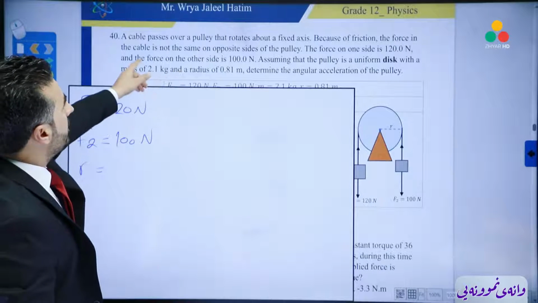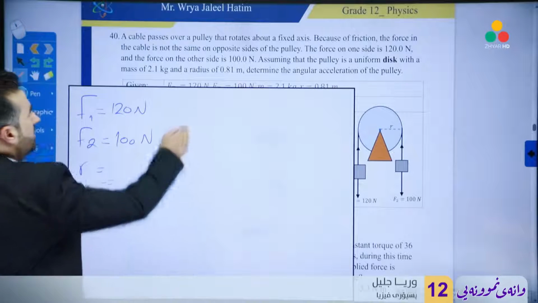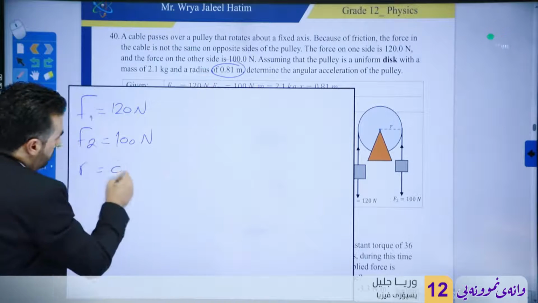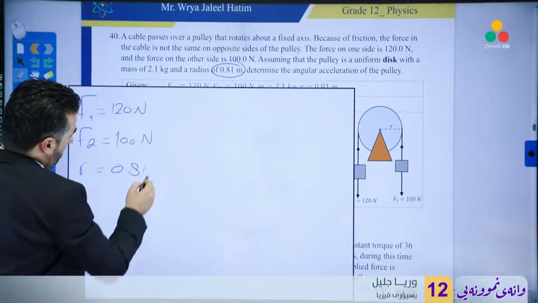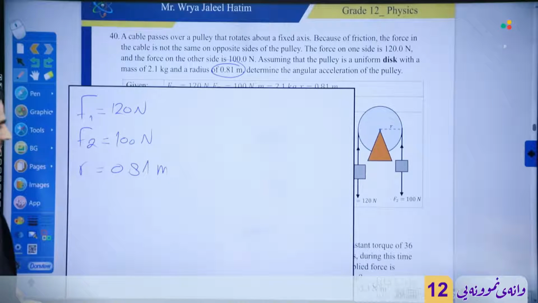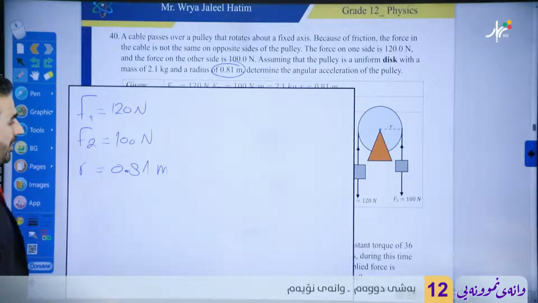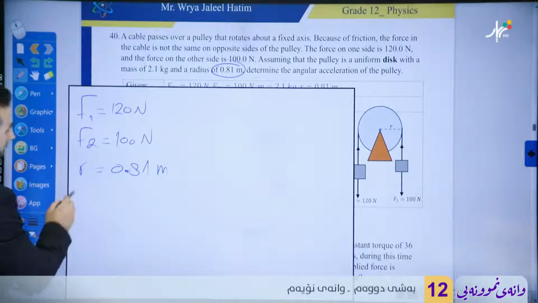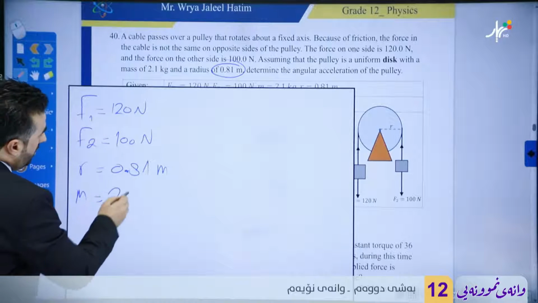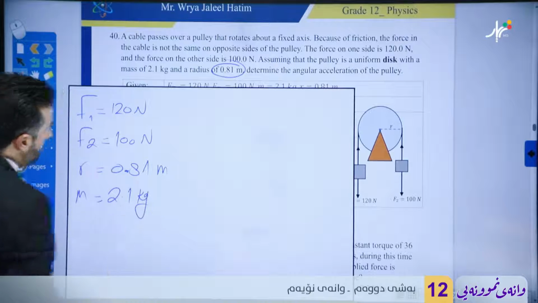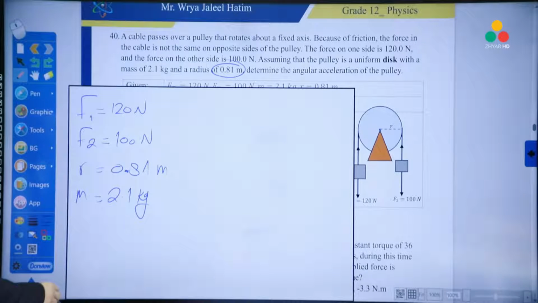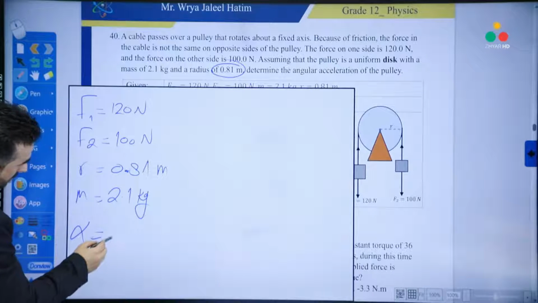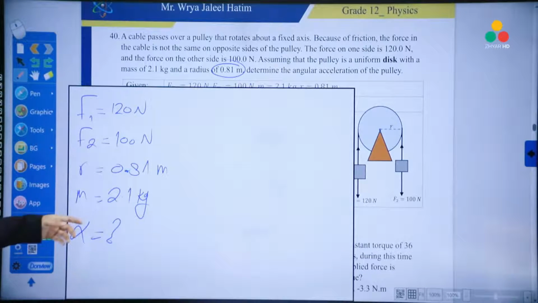Somebody help me find it. Yes, it is 0.81 meter, and then the mass of the pulley is 2.1 kilogram. So find what? Find the angular acceleration of the pulley. There we go. Take a look.